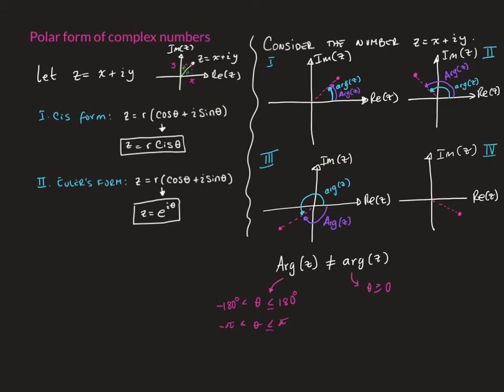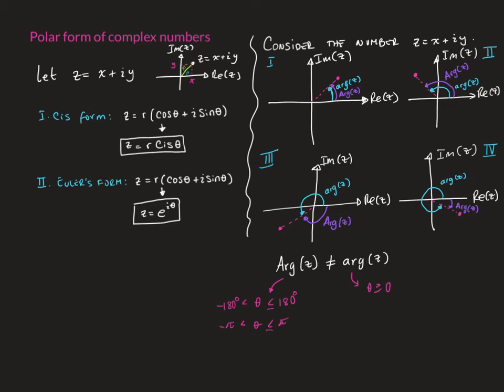In the fourth quadrant, we have a similar situation. The argument, as we had it before, goes counterclockwise all the way until where the point is. This is the argument of z. But the principal argument is going to take the shorter route. It's going to take from the horizontal, positive horizontal axis towards the point, but following the shorter path. So this is going to be the principal argument.